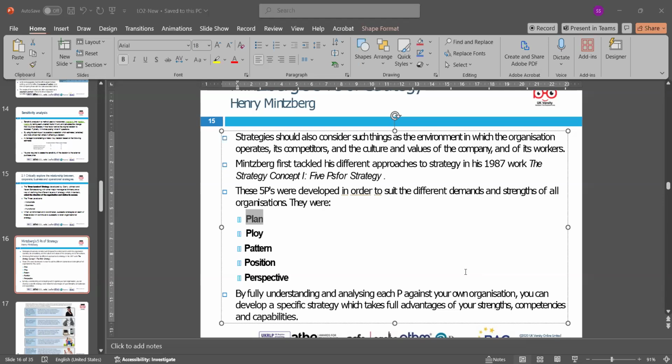Position. We can say strategy as a position is about how the company places itself in the market. How do you want people to see your product, your market? How do you want your customer to see your company in the market? So what do you think?